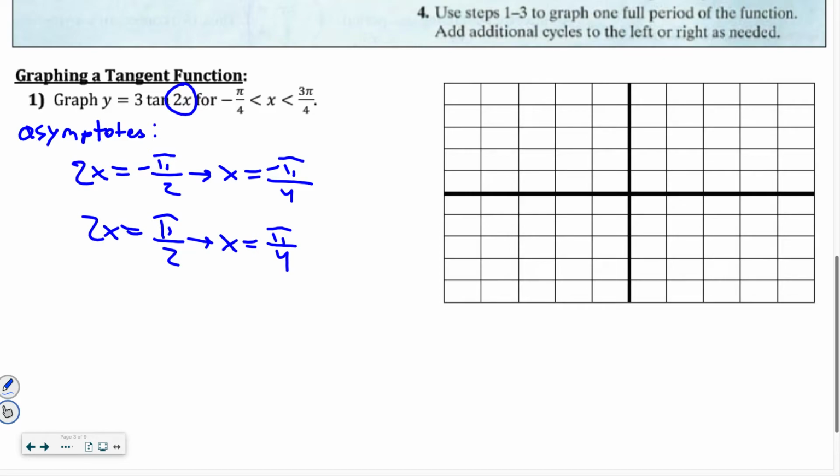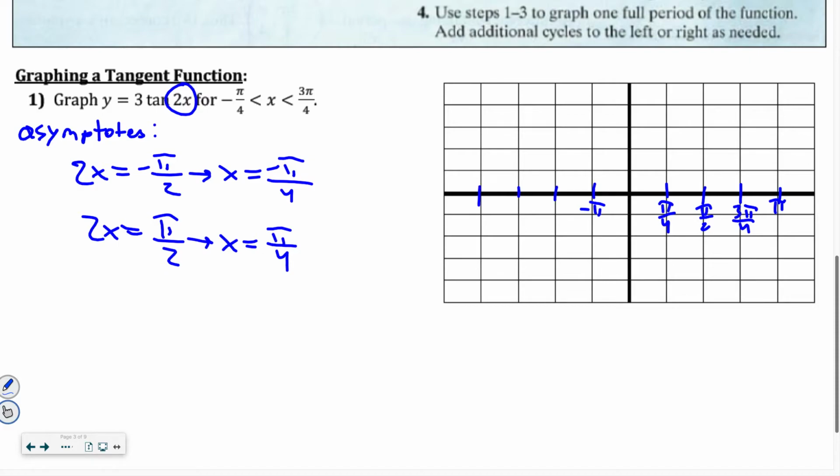Question, Jack? Yeah, I got it. We're supposed to do it from negative pi over 4 to 3 pi over 4. Unfortunately, if I do my scale to be pi over 8, which I kind of want to do, I would end up being 1 short. So we'll make our scale pi over 4. So pi over 4, pi over 2, 3 pi over 4, pi, and then negative pi over 4, etc.